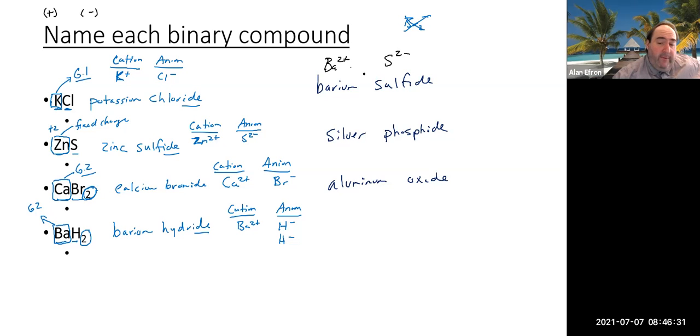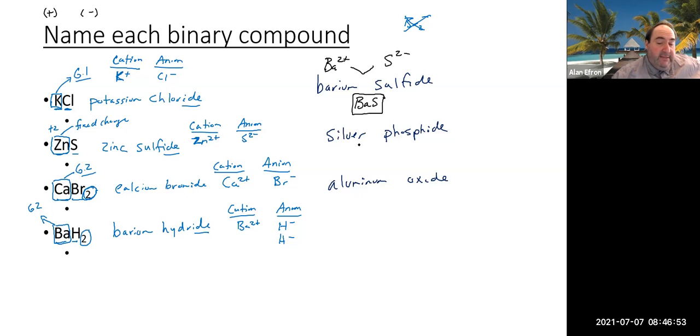So again, when we put these together, we want to make sure we equal 0 in the simplest way possible, which means in this case, just one of each of those is needed. And we get a formula of BaS in this particular case. Any questions on that there?